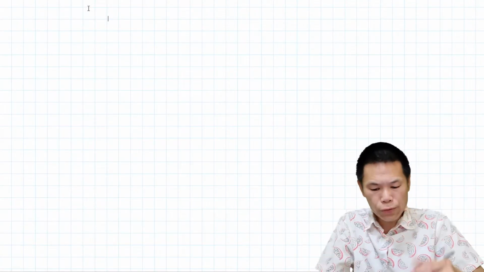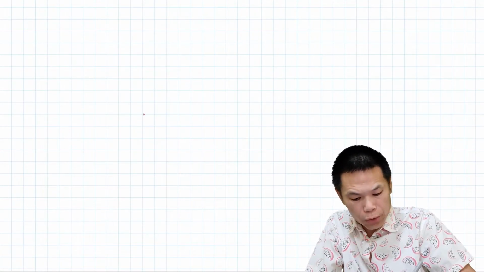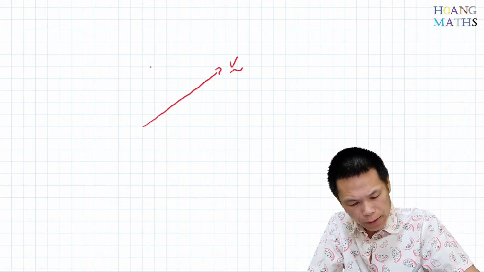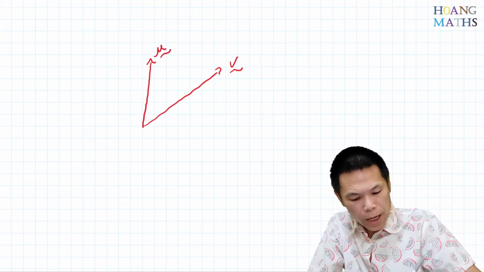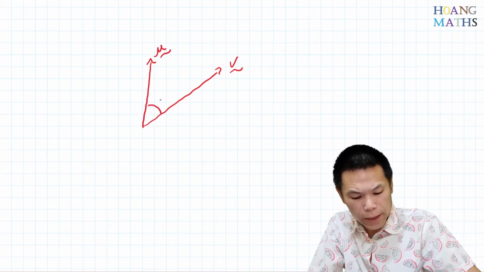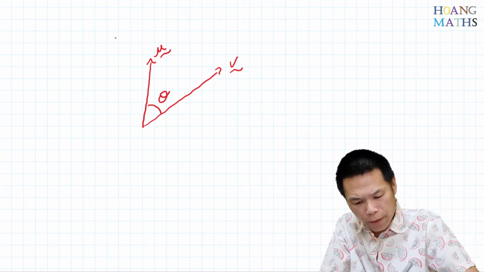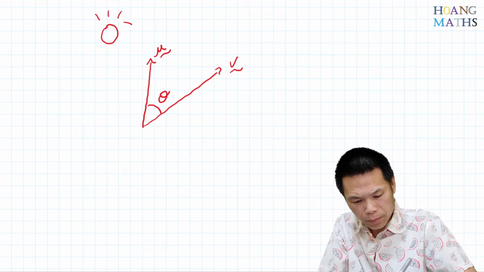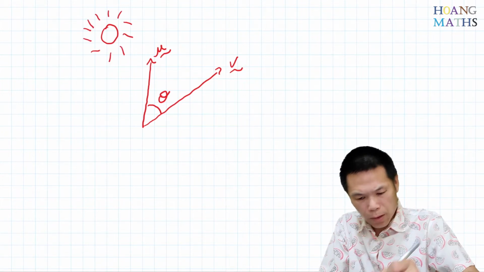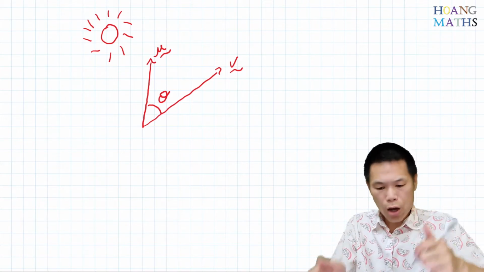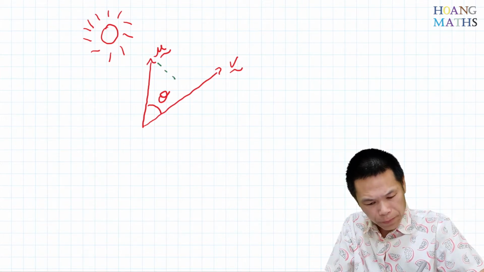Let's say there are two vectors. So let me just draw this out. This is vector v and this is vector u. And the angle between these two vectors is theta. So let's say there is a sun over the head of vector u. Therefore, the shadow of u will be onto vector v.